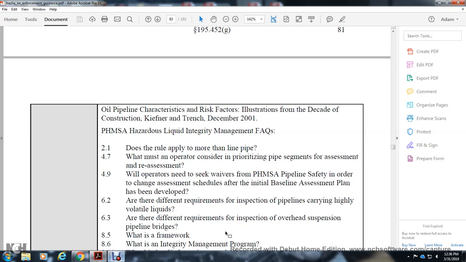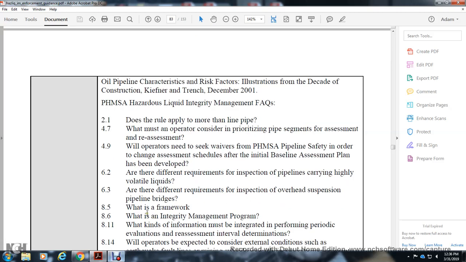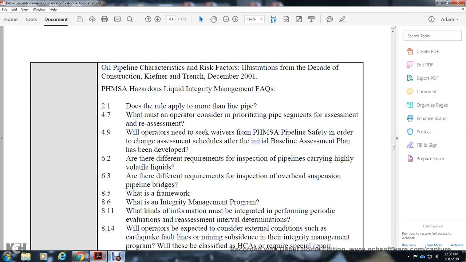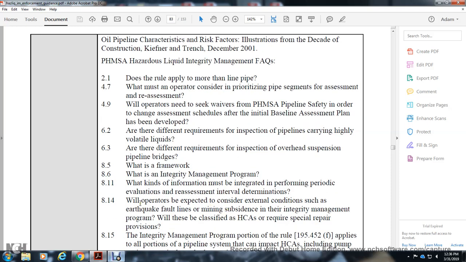PHMSA Hazardous Liquid Integrity Management Frequently Asked Questions. 2-1: Does the rule apply to more than line pipe? The focus of the prioritization of pipe segments for assessment and reassessment is that operators must notify PHMSA of pipeline safety changes to the assessment schedule, skipping the initial baseline assessment that has been developed. 6-2: What are the different inspection requirements for pipelines carrying highly volatile liquids? 6-3: What are the different inspection requirements for overhead suspension pipeline spans? 8-5: What is the framework? 8-6: The integrity management plan program. 8-11: What kind of information is needed for performing periodic evaluation and reassessment interval determination?